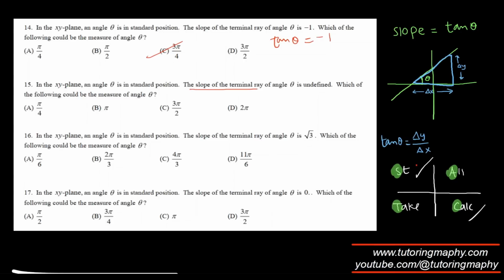Likewise, the slope is undefined. So which of the following tan of theta is undefined? It has to be 3 pi over 2, because we already discussed that odd multiples of pi over 2 are asymptotes, vertical asymptotes, so undefined.